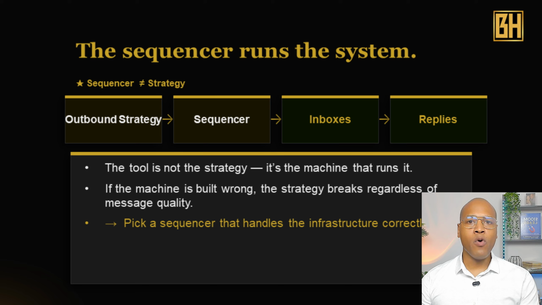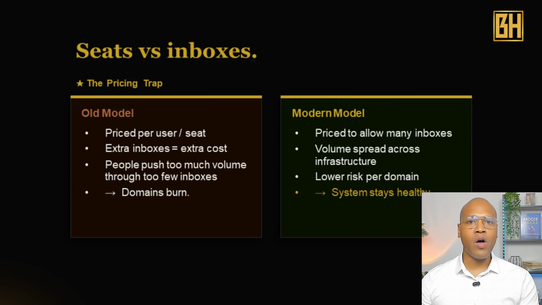Here is the thing most people miss. The sequencer isn't the strategy. It's the machine that runs the strategy. And if the machine is built wrong for the job, it doesn't matter how good the strategy is. Most tools are built around seats. A seat means a user, you pay per person logging in. That made sense when cold email was one rep, one inbox, sending 100 emails a day. That's not how it works anymore. Modern outbound runs on inboxes, lots of them, and those two pricing models, seats versus inboxes, are completely different problems.